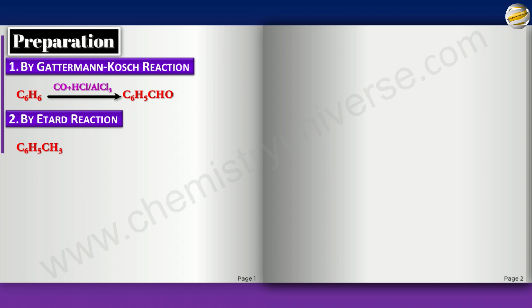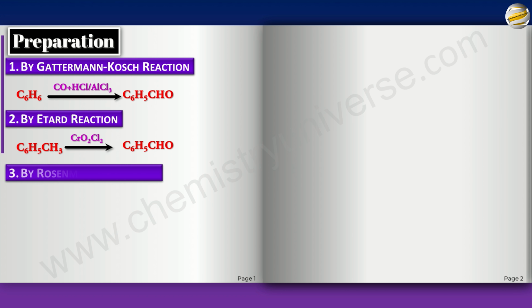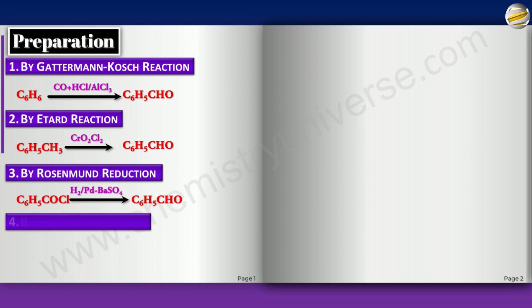So you needed a methyl aromatic compound. Only with aromatic compounds is it going to happen and you're going to get benzaldehyde. By Rosenmund reduction, remember we did the Lindlar's catalyst in this. Acid chloride reacting with H2, Pd-BaSO4 and poisoned with quinoline or xylene as required, and you will get benzaldehyde.